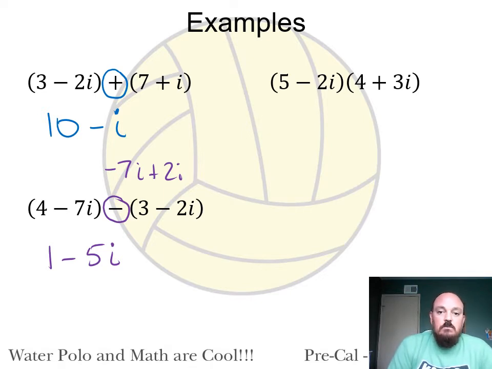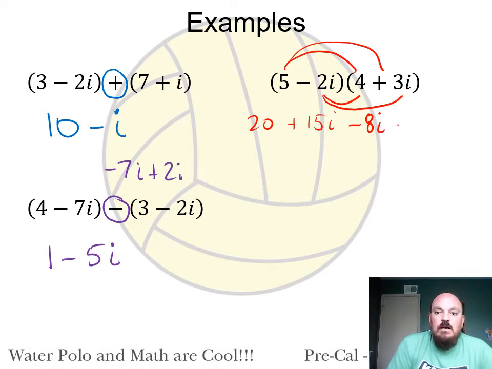So I'm going to do FOIL. I'm going to distribute. So I do 5 times 4, that would be 20. 5 times 3i, that would be plus 15i. I do -2i times 4, that would be -8i. And I do -2i times positive 3i, that would be -6i squared. Now, the one thing that you can obviously do is combine your like terms in the middle there. You have 20, plus 7i, minus 6i squared.